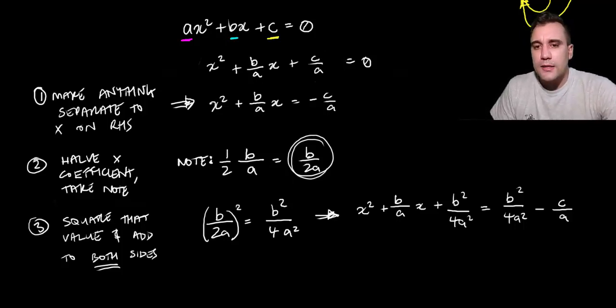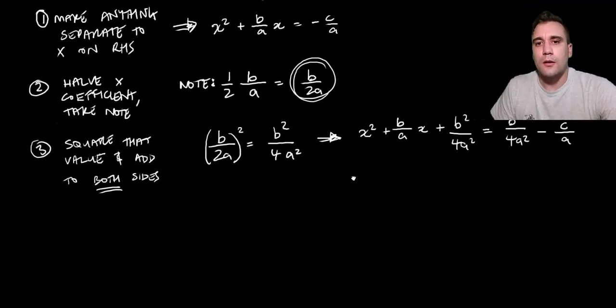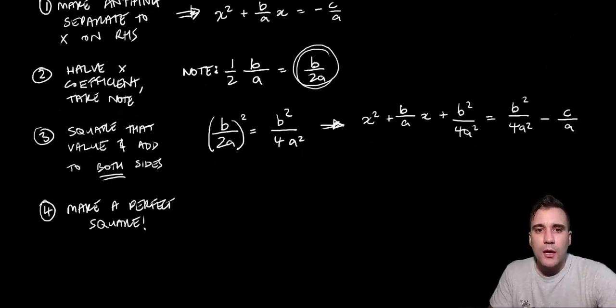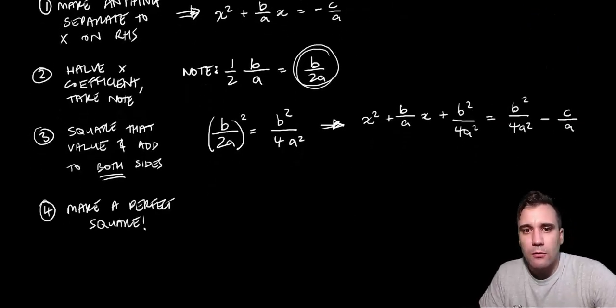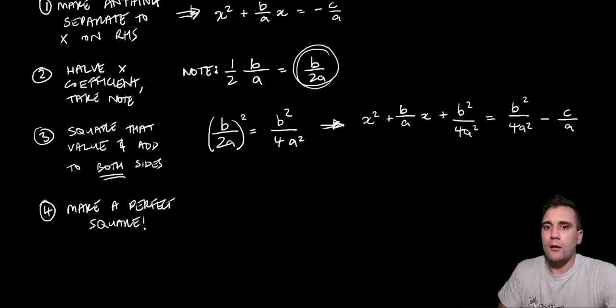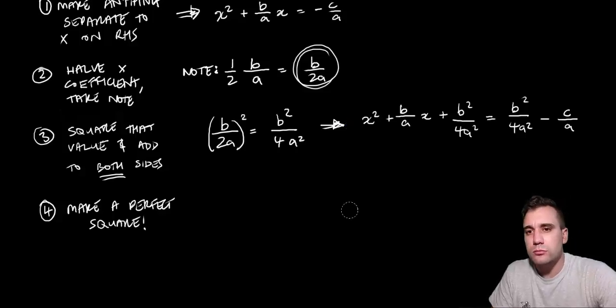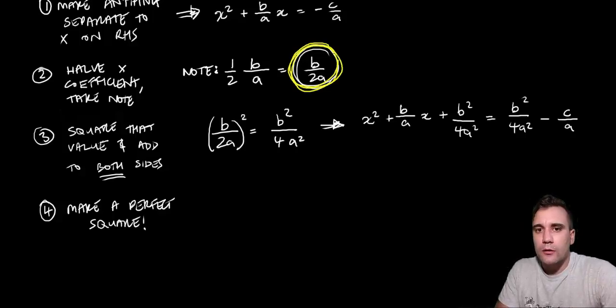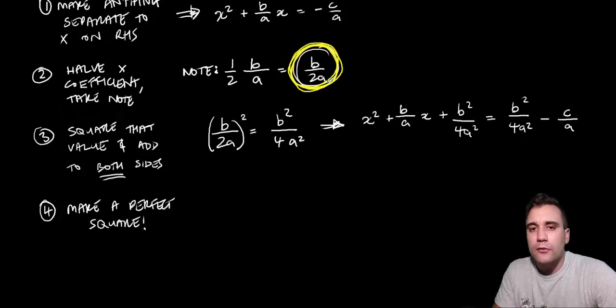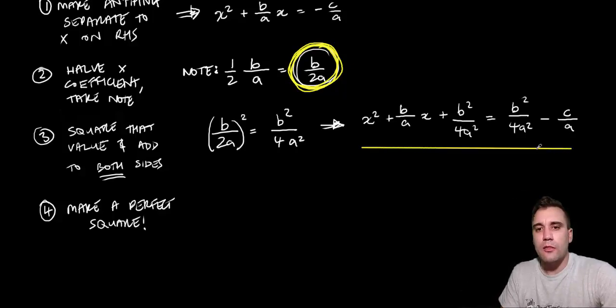Alright, the next step. Step 4 is to make a perfect square. And you might be wondering, well, how on earth am I going to do that? I've got this thing here, and I want to make a perfect square. Well, noting our half the coefficient of x that we took down before, once we've got it in this form here, what we can then do is make a perfect square.